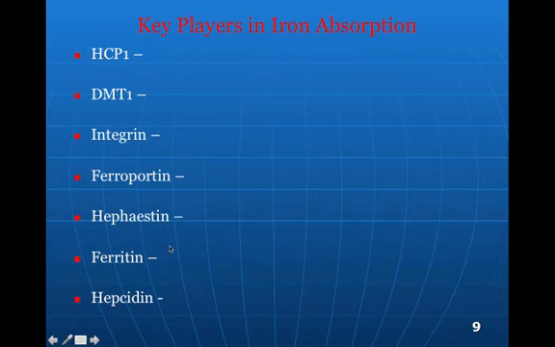Ferritin is an intracellular protein that functions to store iron. So it's an intracellular iron storage protein. That's what ferritin is. Hemosiderin is made from ferritin. So hemosiderin is also an intracellular iron storage protein.